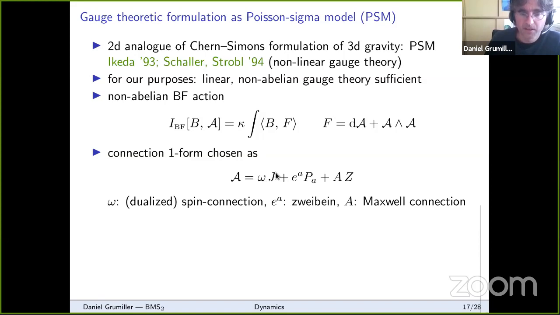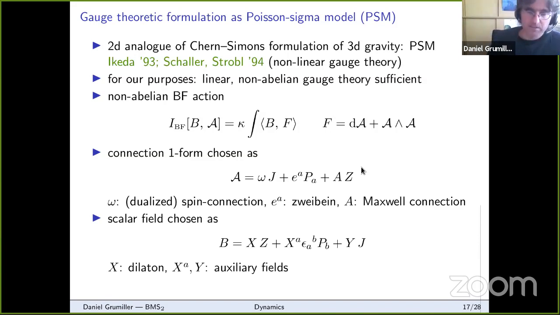So we just have a 1-form omega multiplied by some generator, which will be the Lorentz generator. Then you have the Zweibein multiplied by some generator, which is the translation generator. And then you have the Maxwell connection multiplied by some additional generator that we call Z.